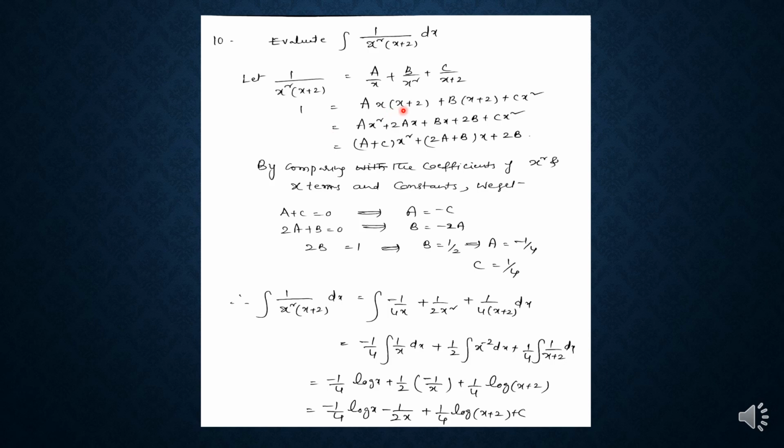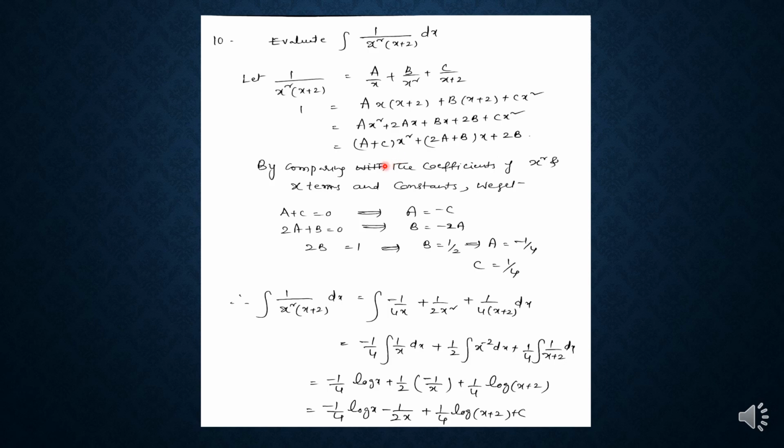So now expanding these terms, we will get ax square plus 2ax plus bx plus 2b plus cx square. Now writing these terms together, ax square plus cx square can be written as a plus c into x square, plus 2ax plus bx can be written as 2a plus b into x, plus 2b is the constant.